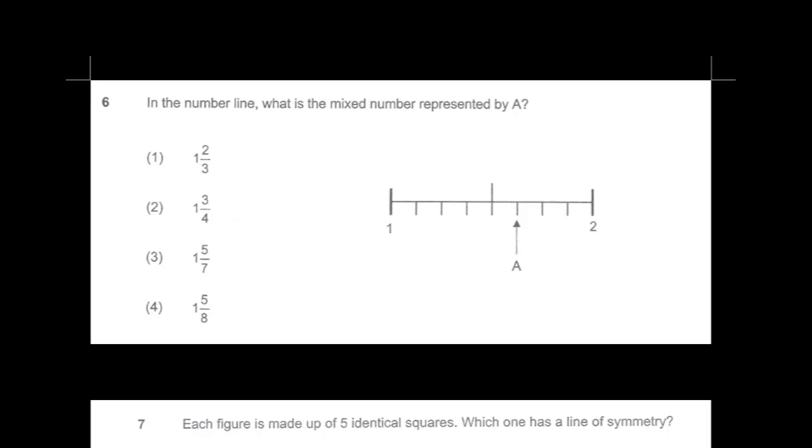Okay, question number 6. In the number line, what is the mixed number represented by A? This is like a ruler. This is 1, this is 2. In between you check, there's 1 mark, 2, 3, 4, 5, 6, 7, 8. So between 1 and 2 it was divided into 8 parts. And this is 1, 2, 3, 4, 5. So this is 5 over 8. So you add the 1 here, so it must be 1 and 5 over 8.